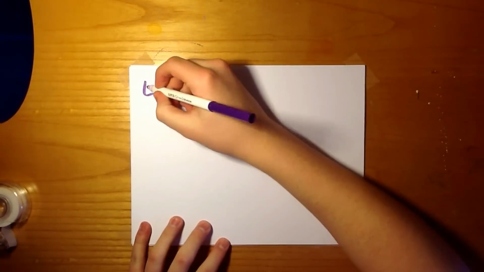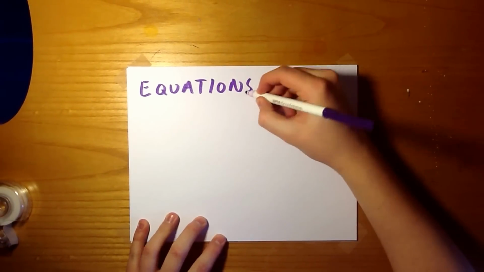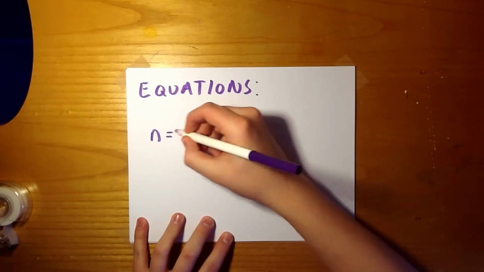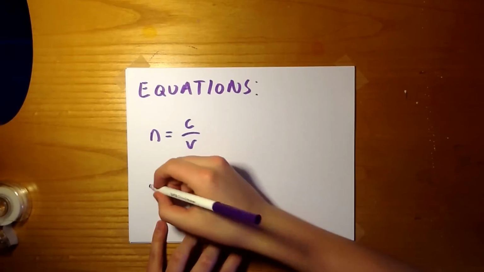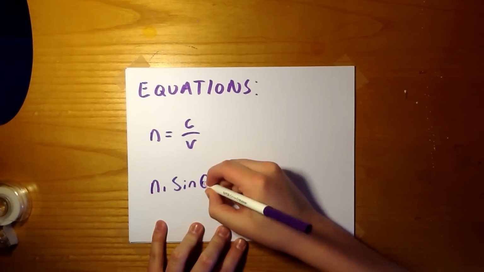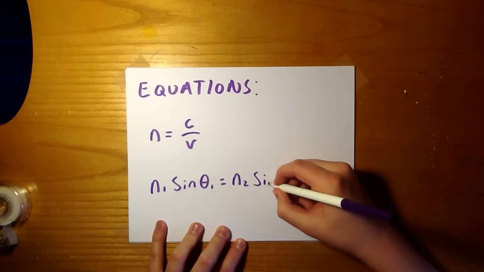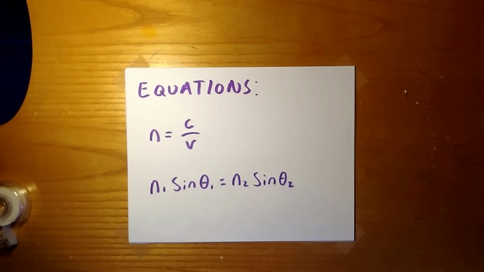As always, here are the equations you're going to need to know for this chapter. First, n equals c over v, where n stands for the index of refraction, c stands for the speed of light, and v stands for the apparent velocity. I'll go into detail later in this video. Next is Snell's law, which says n1 sine of theta 1 equals n2 sine of theta 2. Again, I'll explain later.